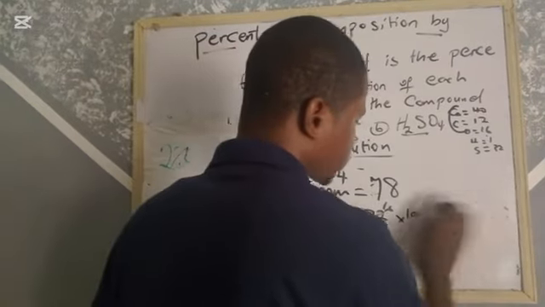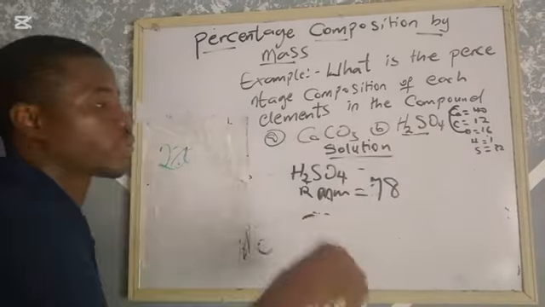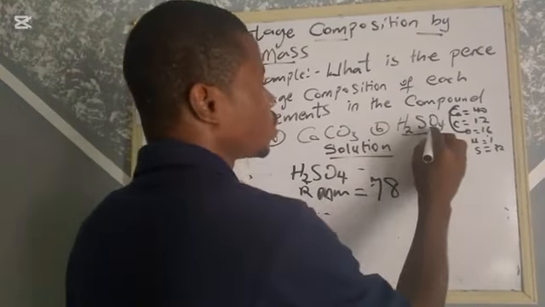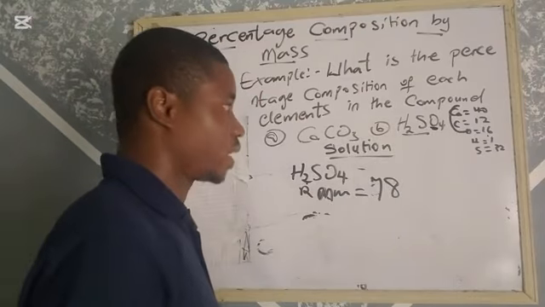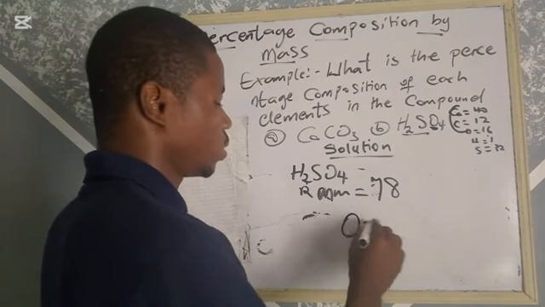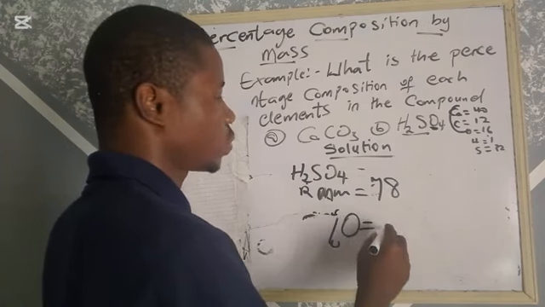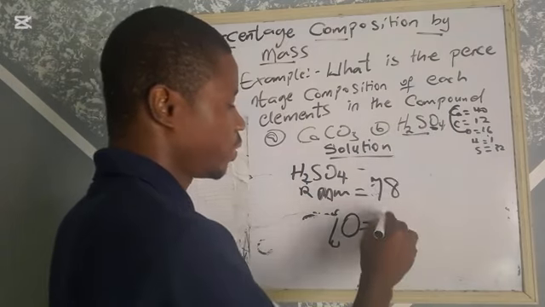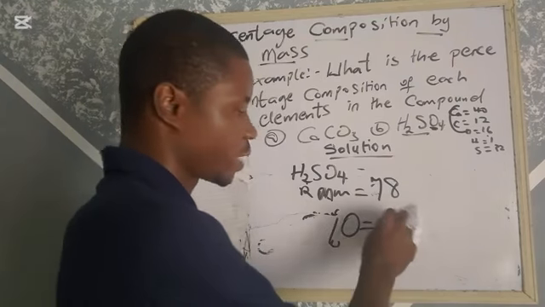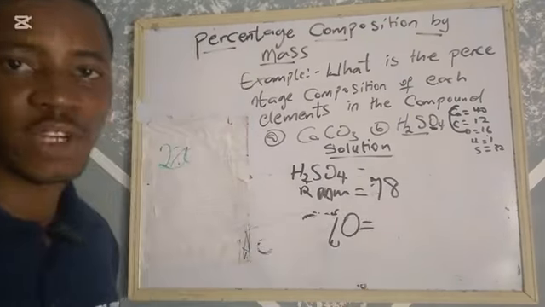So what about the percentage composition of oxygen? Please, you do that of oxygen and drop your answer at the comment section, okay? Look at it, H2SO4 for oxygen. Percentage composition of oxygen will now be what? 4 times. Just do it. Let me not do it for you. Do it as proof that you understand what I'm saying. Put your answer at the comment section.